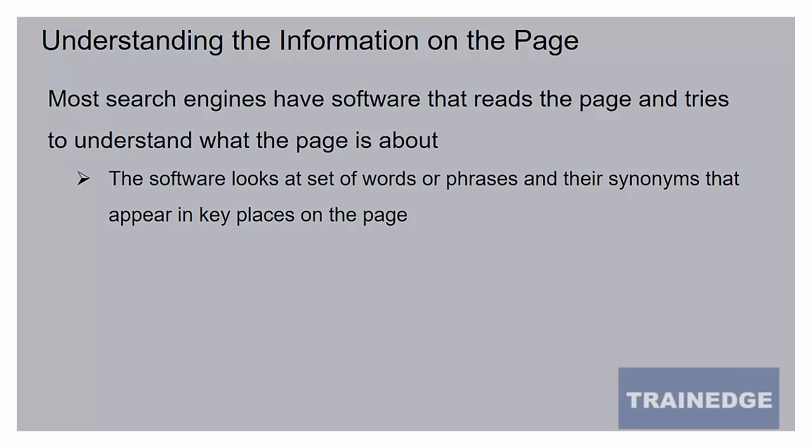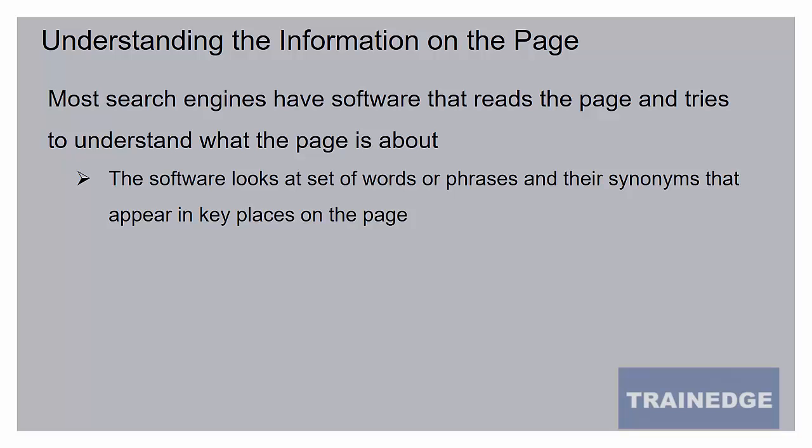It looks at a set of words or phrases and the synonyms that appear in the content. So if I search for places to see in Goa, I look at pages where "places to see in Goa" appears frequently, or "Goa places of interest to tourists," "Goa tourist spots," "famous spots in Goa." Those are all phrases that mean the same.